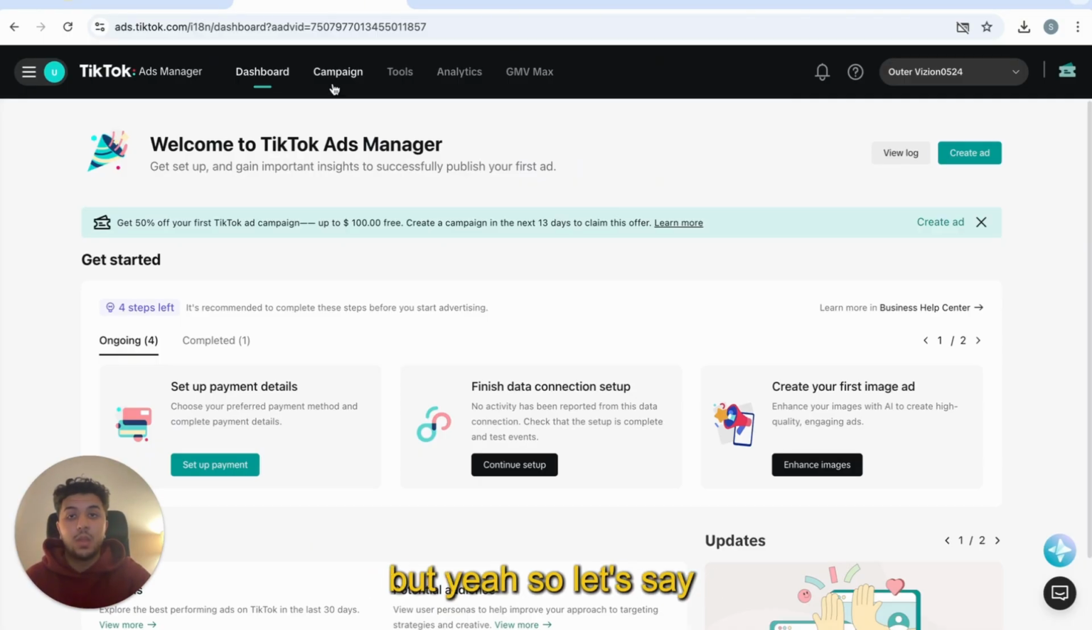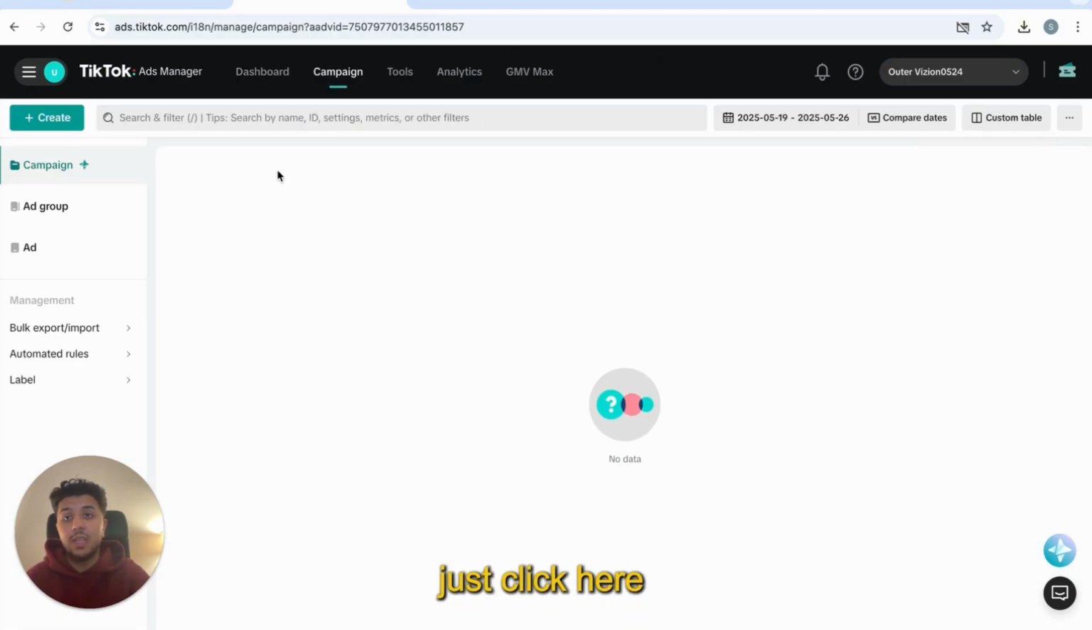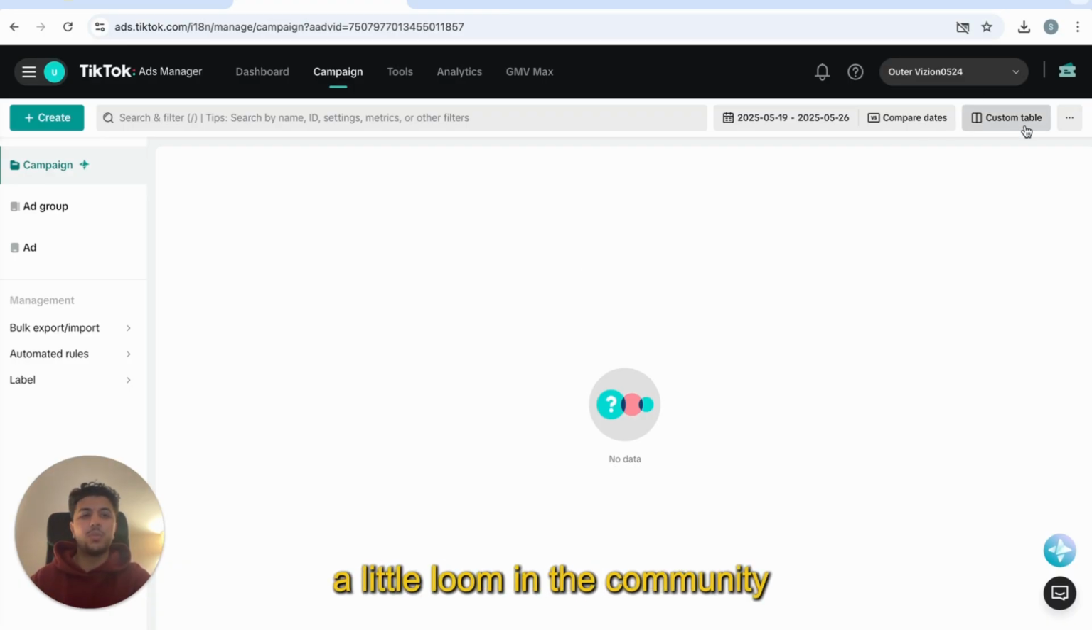But yeah, so let's say with the campaign, just click here, and this is your tab. I will make a little breakdown on the custom tables. I will just upload a little Loom in the community for free. You can just take a look and copy the custom tables with the most important KPIs.